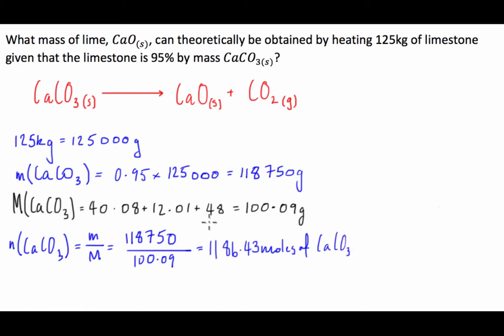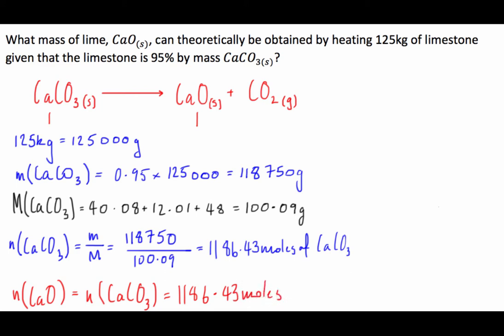Cool. Now from here, we need to use our molar ratios. That's why we wrote the equation down for the reaction in the first place. We know that 1 mole of this is going to give us 1 mole of that. So the number of moles of CaO is going to be equal to the number of moles of CaCO3, which is equal to 1186.43 moles. I've just picked that up straight from there.